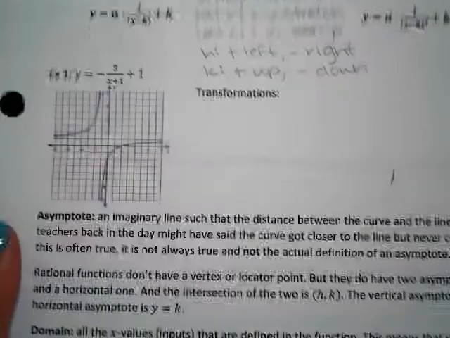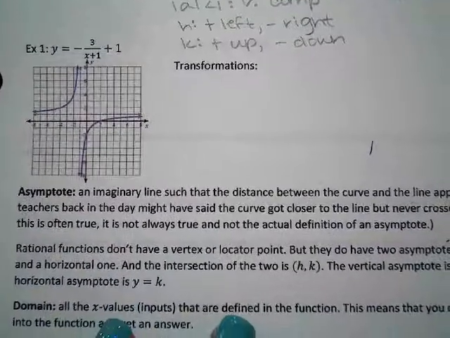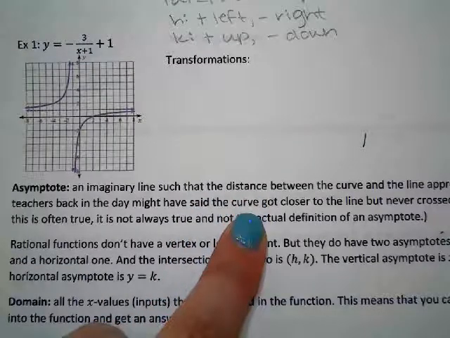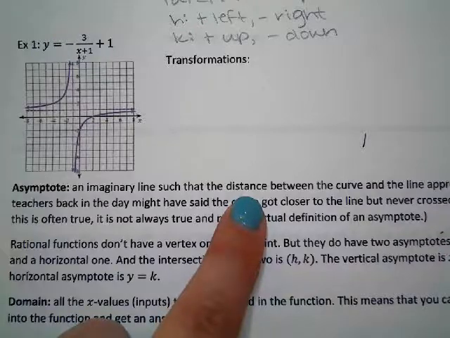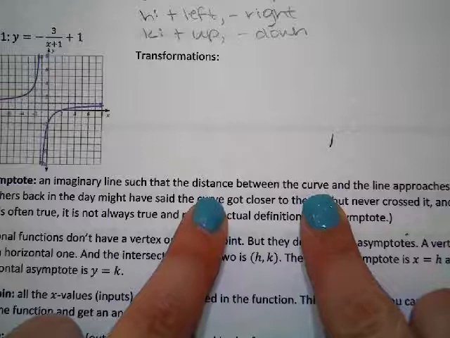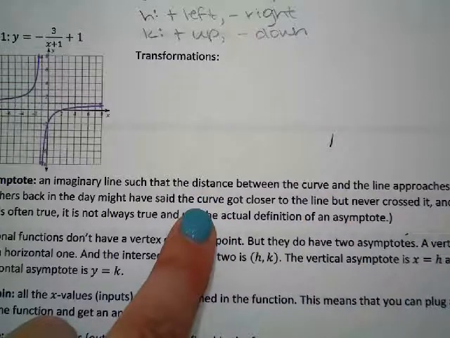An asymptote is an imaginary line such that the distance between the curve and the line approaches 0. So the distance between the curve and the line gets smaller and smaller. Teachers back in the day might have said that the curve got closer to the line but never crossed it. While this is often the case, it is not always true, and it is not the definition of an asymptote. It's actually wrong. It's just easier to describe them that way when you're younger and first learning about asymptotes, for students who are less mature.